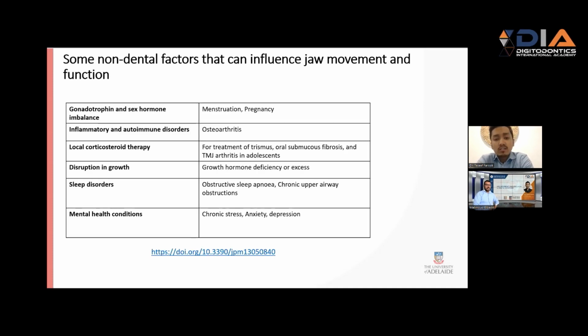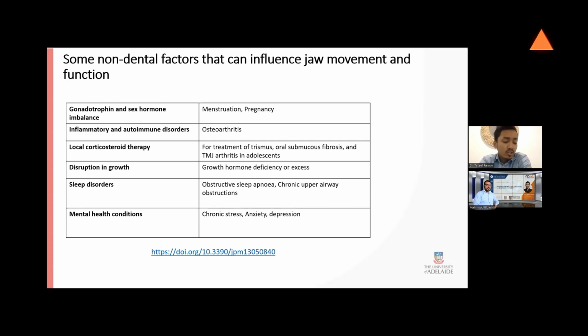Some of the non-dental factors, which are of quite a high interest right now, are the sex hormones, the gonadotrophins, the inflammatory disorders or the autoimmune disorders like osteoarthritis, corticosteroid therapy, disruption in growth like growth hormone deficiency or excess, and even sleep disorders like obstructive sleep apnea. These have all been shown to affect jaw movement, growth, and the musculature to certain degrees.